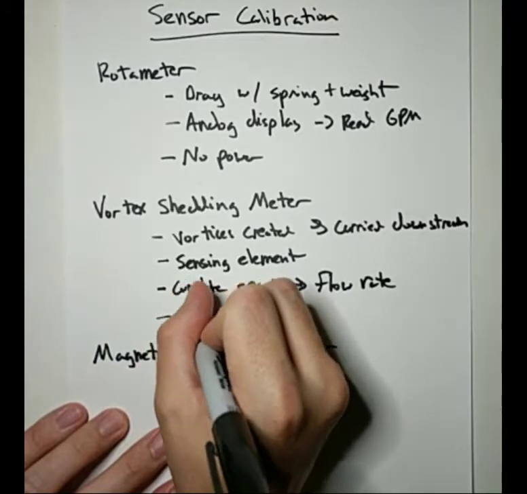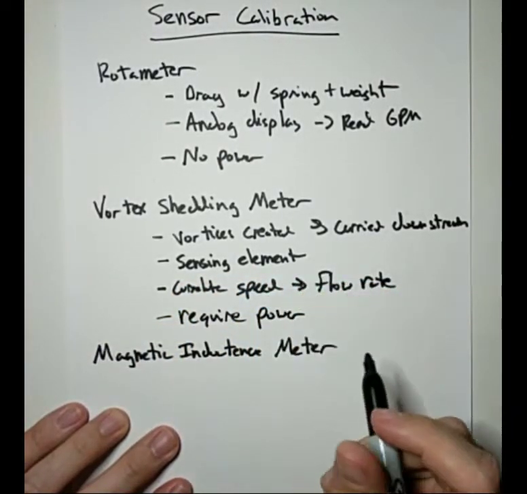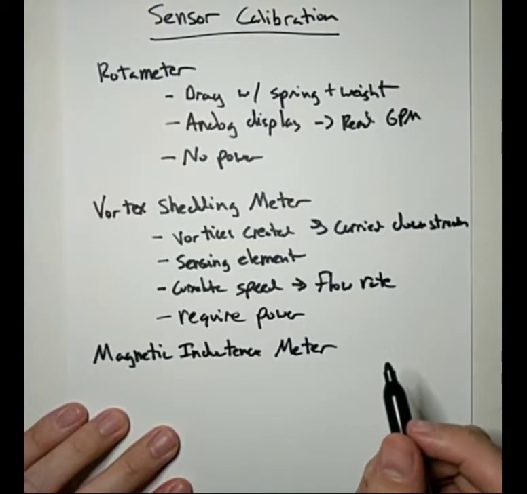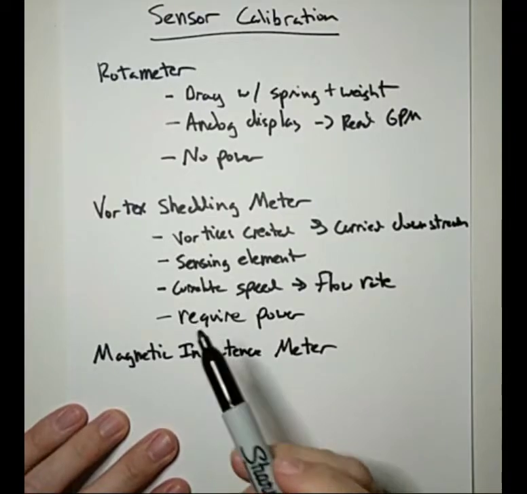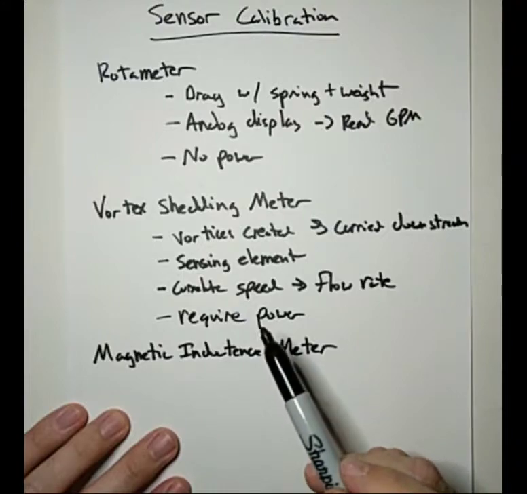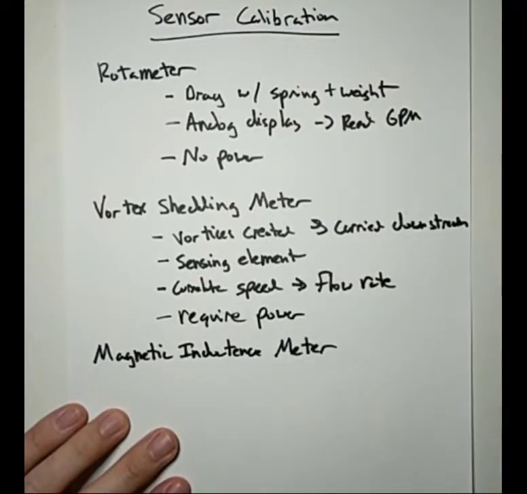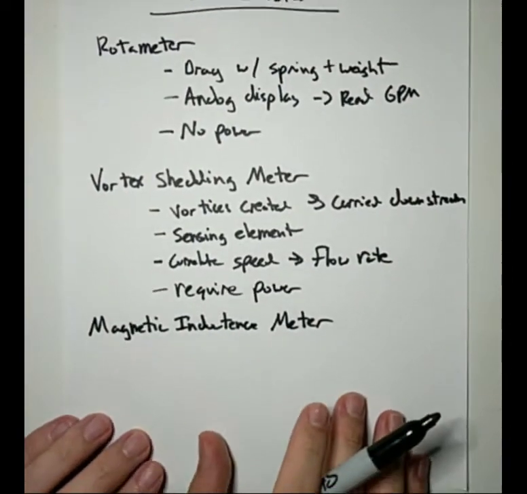So these require power, so they are slightly more complicated to operate in that you have to wire them up. But that also means that they have some sort of electrical output that makes data acquisition a lot easier. So you can remotely sense with these. You can hook them up to a computer or some other sort of data acquisition system, and you can keep either a log or you can have a direct readout or both of what the flow is.